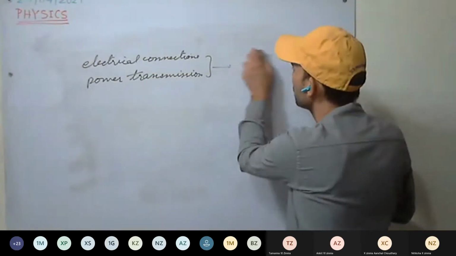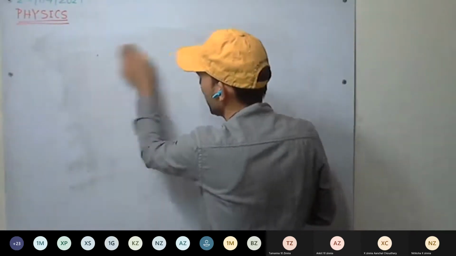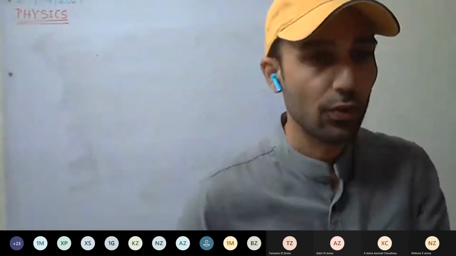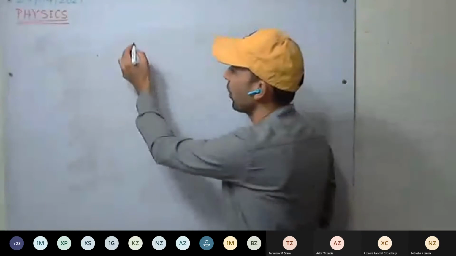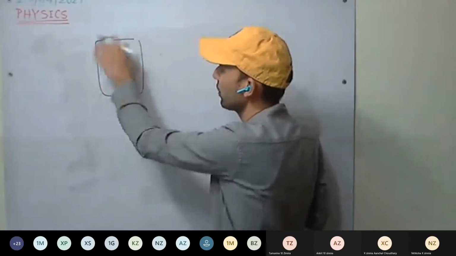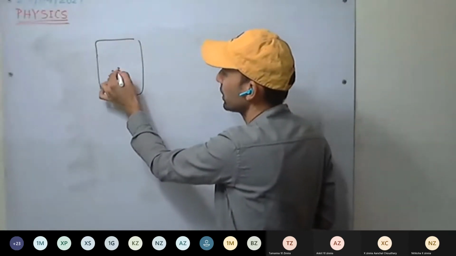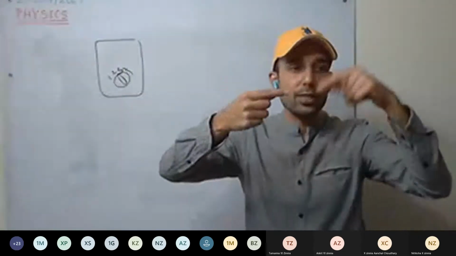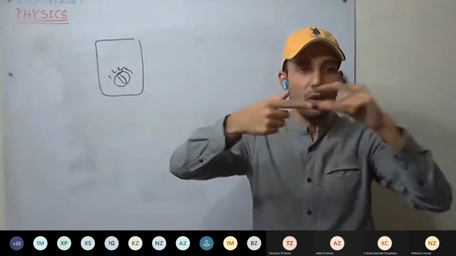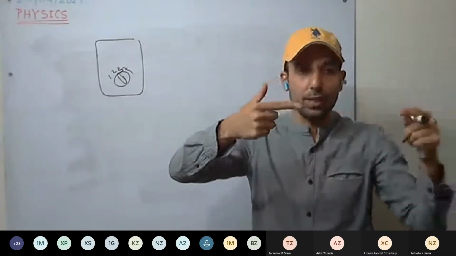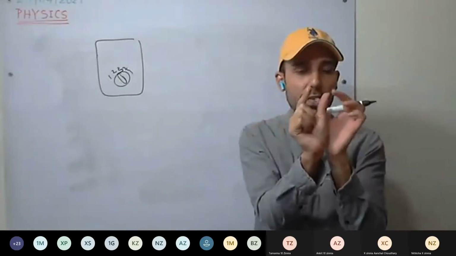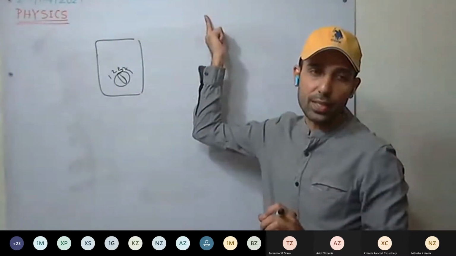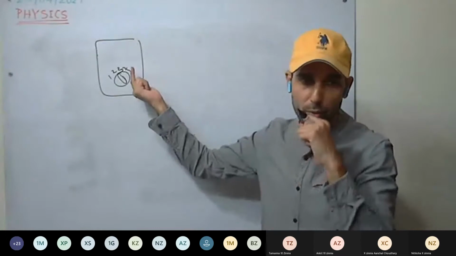Now we have to use wires for resistance purpose. That is, it should have resistance. For example, earlier you have seen the boxes, fan regulators. What was inside? Wires were there, wrapped on a cylinder. Depending on how much wire the current passes through, the resistance is there. Depending on that, we have the speed of the fan, so we can regulate the speed.